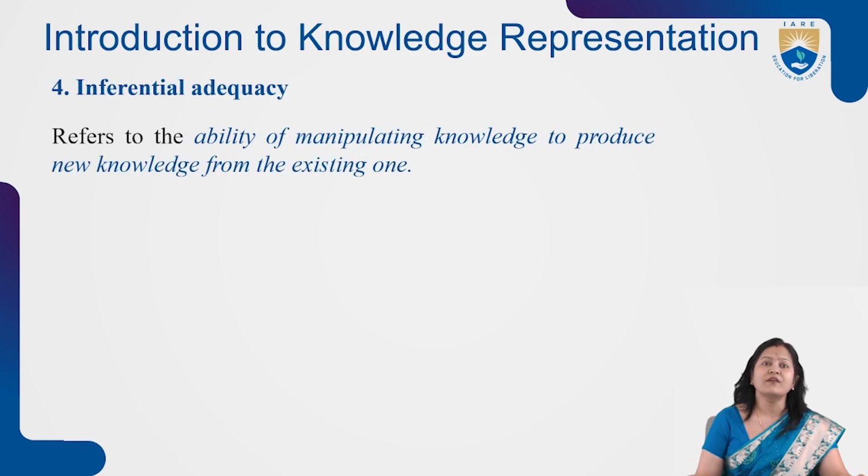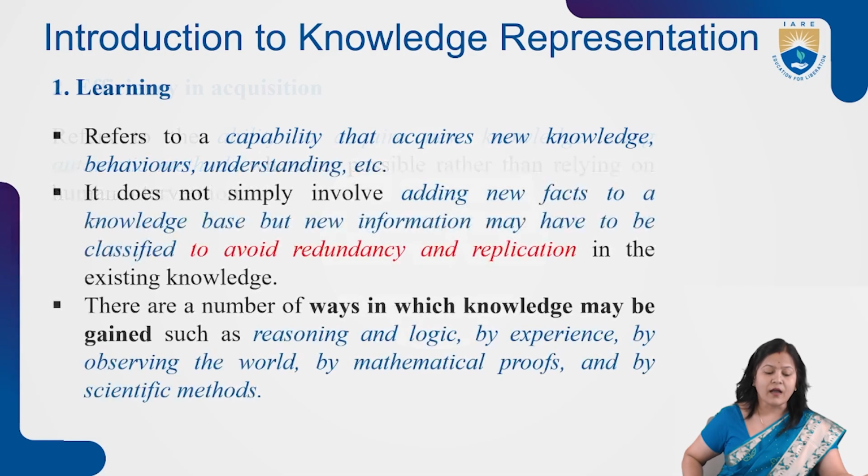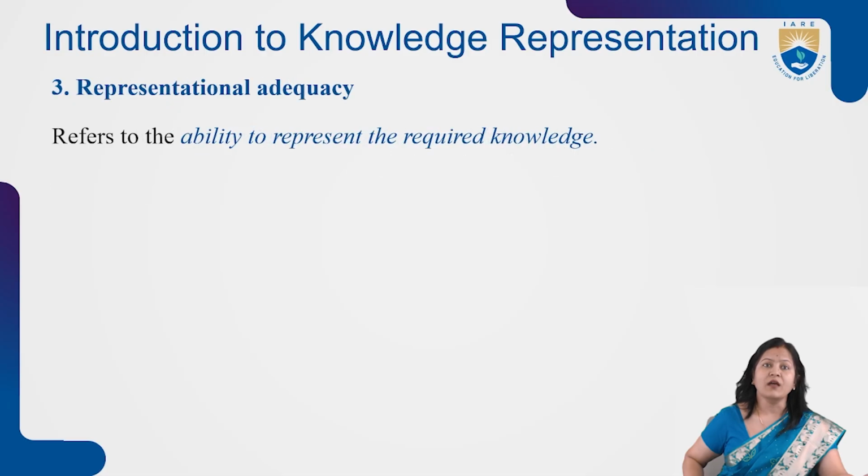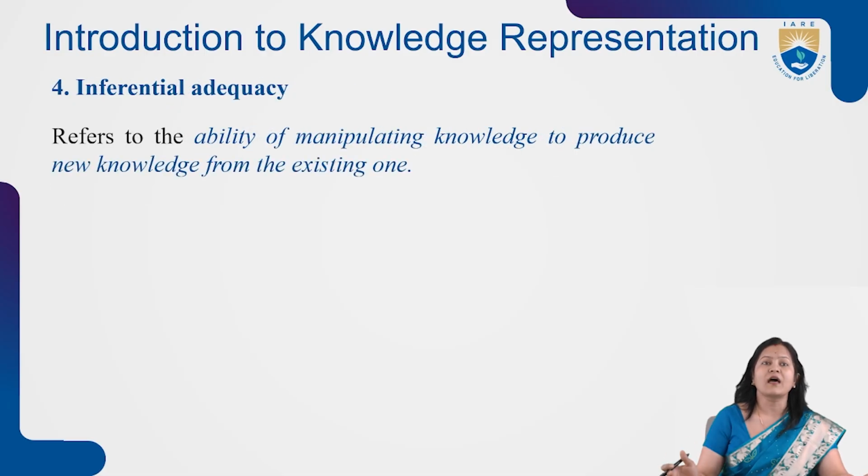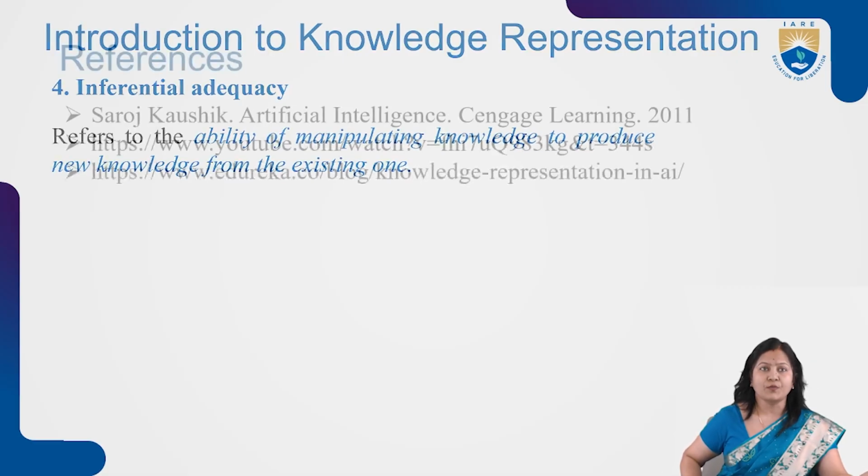And the last one is inferential adequacy, which refers to the ability of manipulating the knowledge to produce new knowledge from the existing one. This is very important. After learning, then acquisition, then representation, the third step is deriving some conclusion from the existing knowledge, which is nothing but inferential adequacy. So every knowledge based system should have the ability of manipulating the knowledge to produce new knowledge from the existing one. That is why these four properties should be there for any knowledge based system.